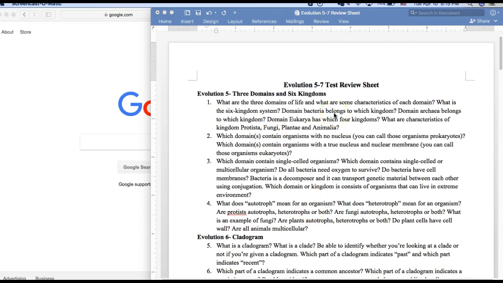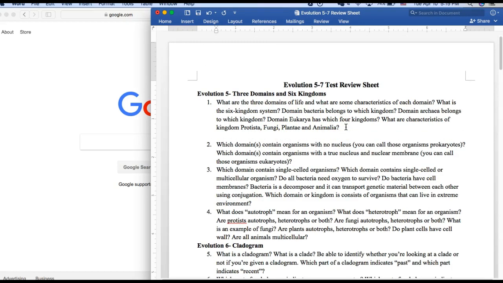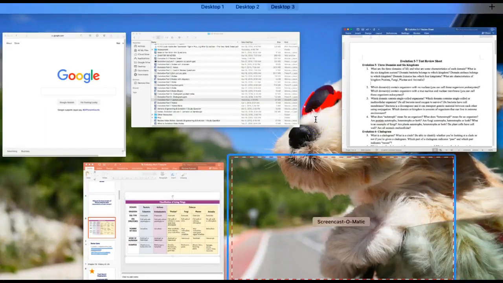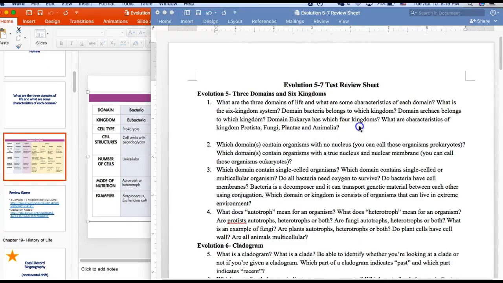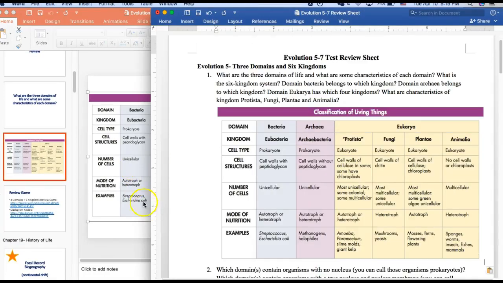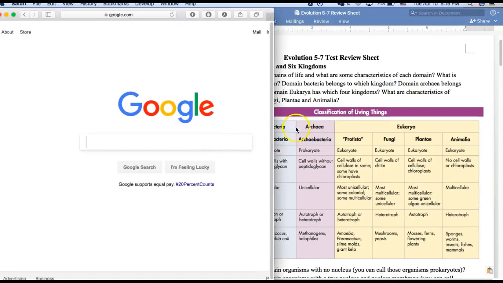So we're going to first get started with the 3 domains. I'm just going to go over these real quick just in case you didn't get the answers down during class today. So what are the 3 domains of life? What are some characteristics of each domain? Basically, all you have to do is to memorize this chart. So keep this chart in mind.